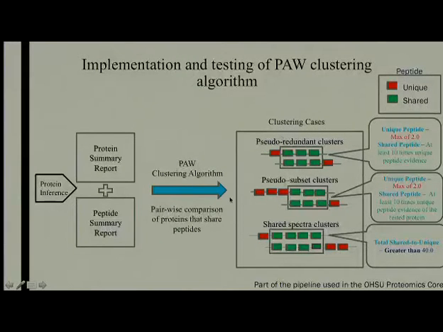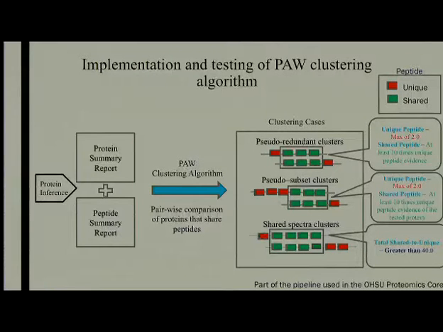And then you can also have pseudo subset clusters. In this, if one protein has a really small unique peptide area, a maximum of two spectral counts, but has significantly shared peptide evidence, at least 10 times the unique peptide evidence, then this protein would be considered a pseudo subset of the other protein. And the logic here is that if this unique peptide evidence had not existed, then this protein would have been considered a true subset, and it would not have been reported in the protein inference process or by the basic parsimony logic.